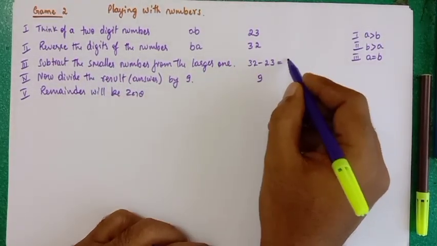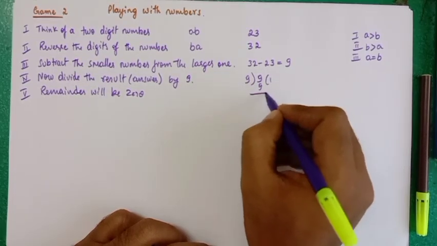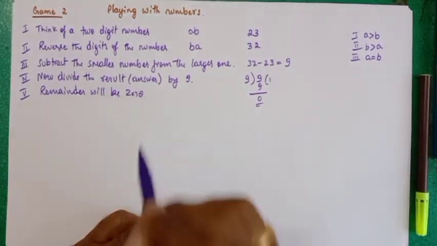What is the answer? Here you will get 9. When you divide this by 9, 9 ones are 9. So what is the remainder? The remainder is 0.